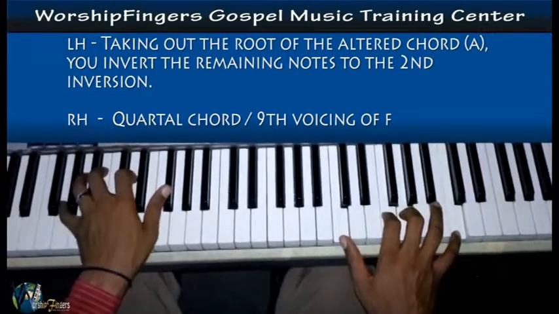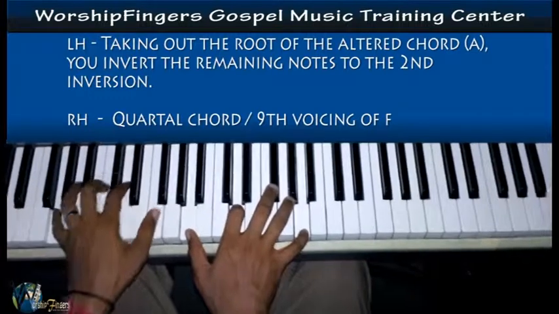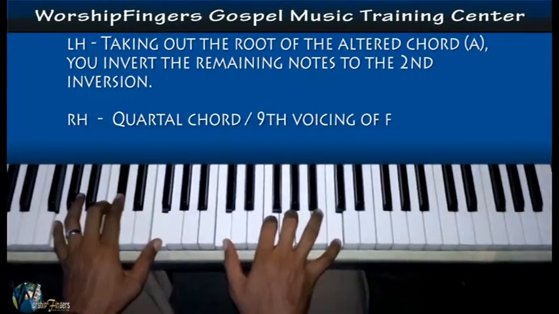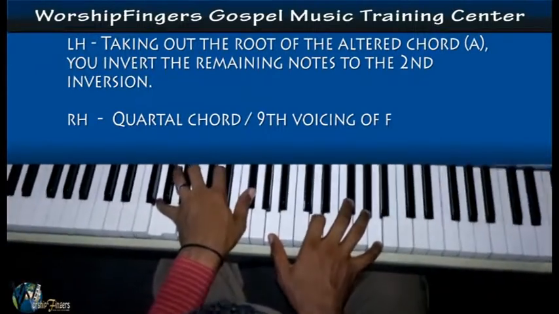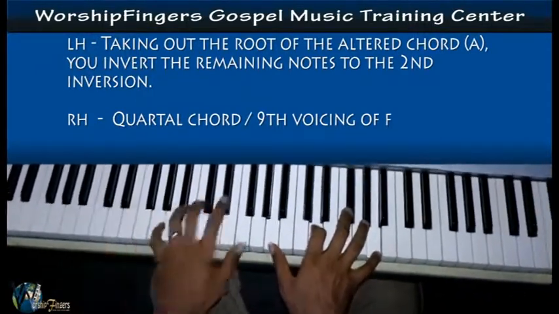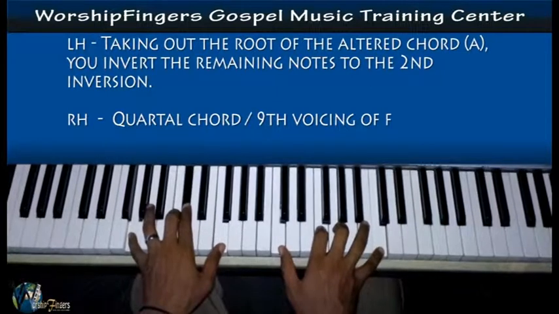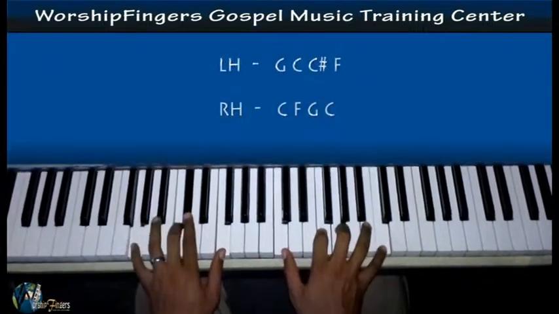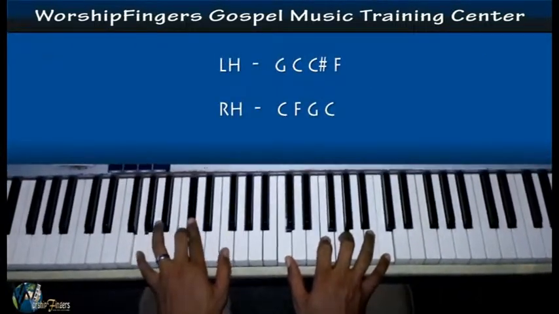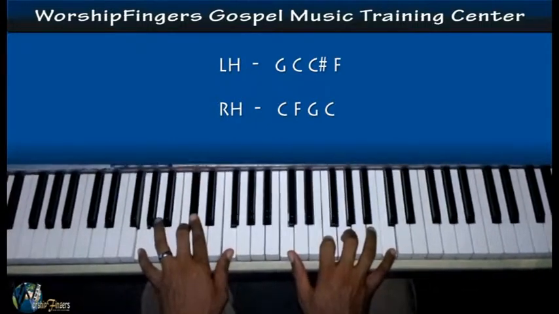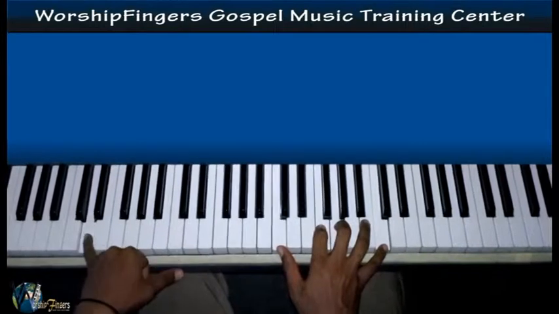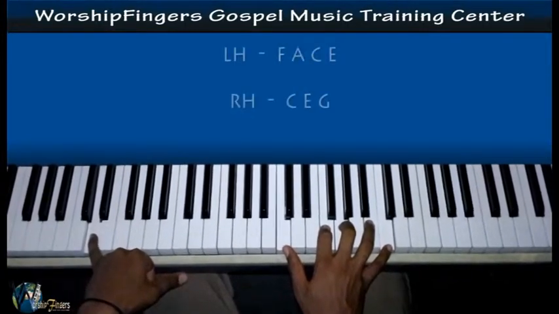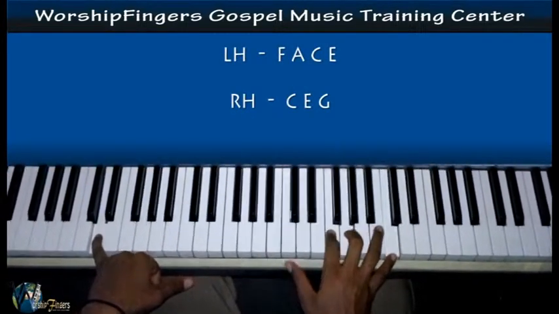So now what we have is this. So on the 3, and on the 6, that's what you're going to have. You have a G, C, C sharp, and an F. Then on the 2, you're going to have a minor chord if you want to. You're going to have a minor chord here.